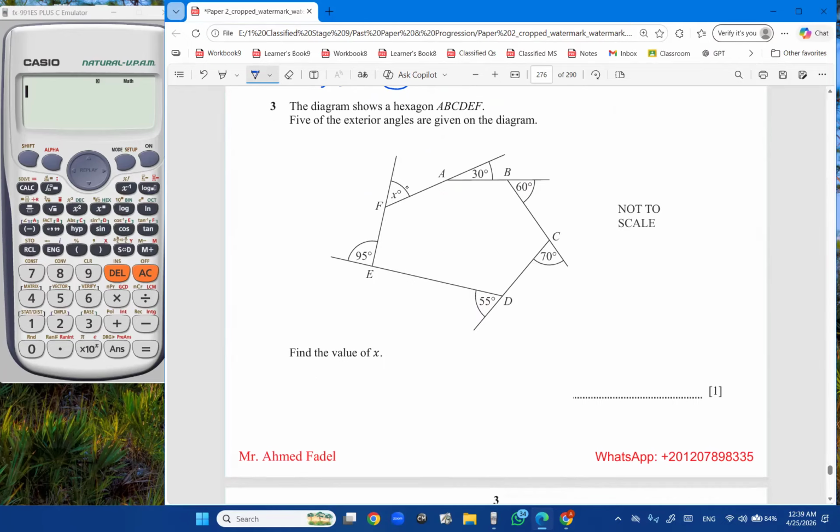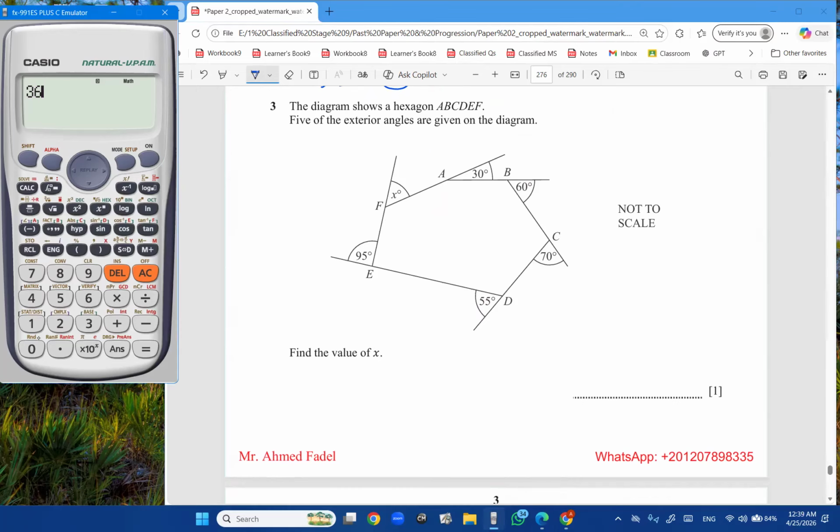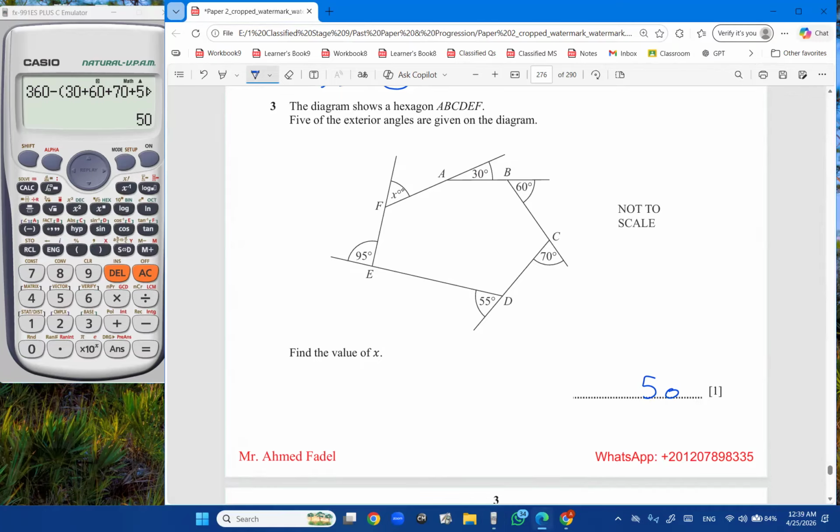They need you here to find the value of x, which is an exterior angle. You should know that the sum of the exterior angles of any polygon is 360 degrees. So you should write on your calculator 360, subtract from it the 30 plus 60 plus 70 plus 55 plus 95, which equals 50 degrees. Now if you add the 50, the 95, the 55, the 70, the 60, and the 30, they give you exactly 360 degrees.